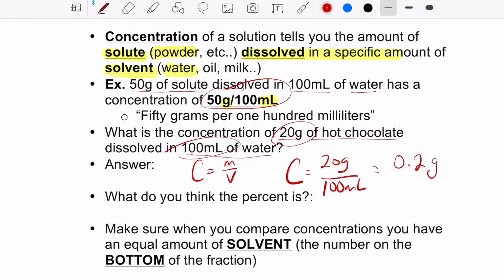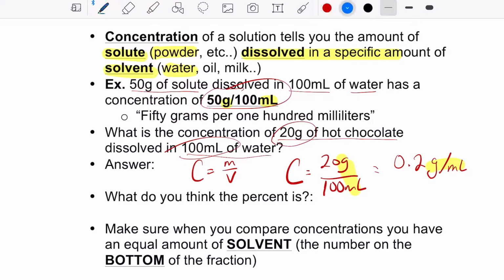0.2 grams per milliliter. You see that the units here are g over mL, and that's just because we used both of those things in our equation and we never canceled them out. So all you're doing is dividing the top number, which is grams, by the bottom number, which is usually milliliters or liters, and that's how you get concentration.